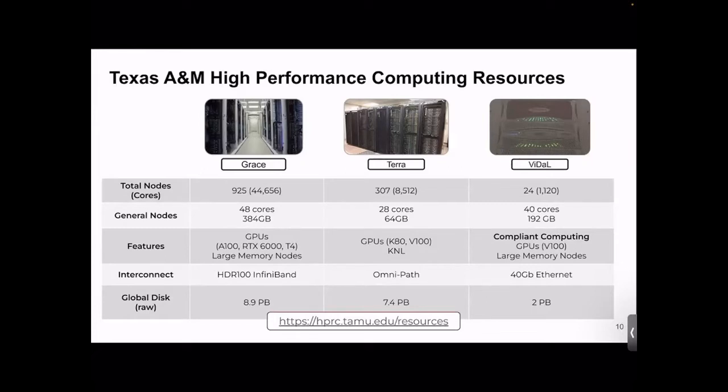And again, if you look at the global disk, it's huge. Grace itself has about 9 petabytes. 1 petabyte is 1,000 terabytes. Just look at the storage we have. Those are free, and those are bought with the taxpayers' money, and it should be shared by researchers anyway.